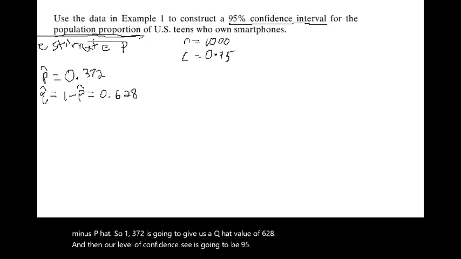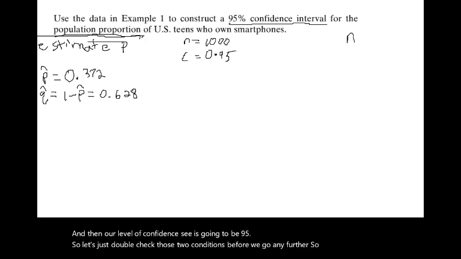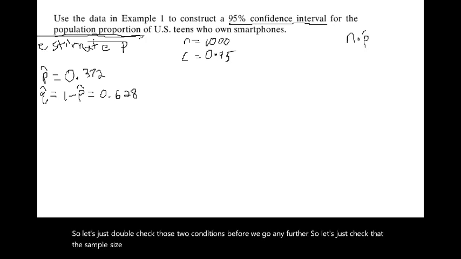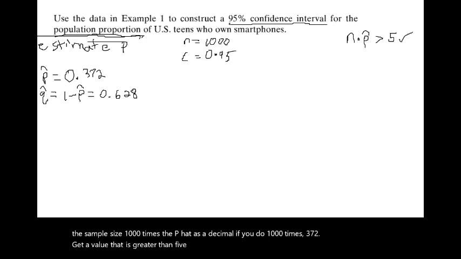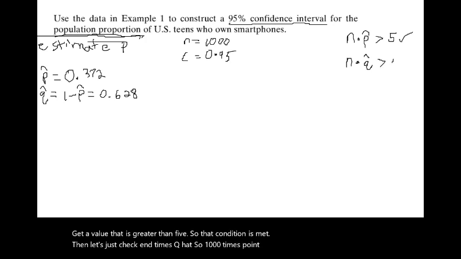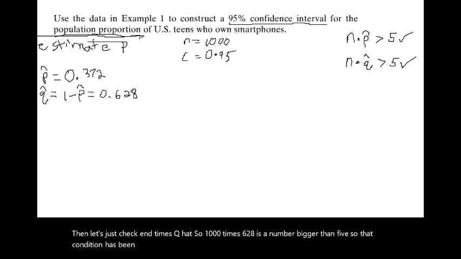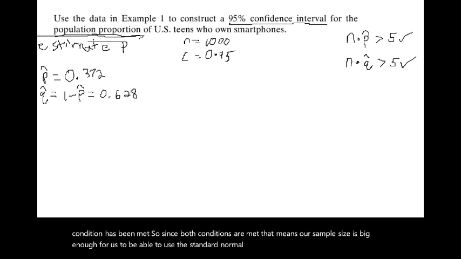So let's just double check those two conditions before we go any further. Let's check that the sample size 1,000 times the p hat as a decimal, if you do 1,000 times 0.372, you get a value that is greater than 5. So that condition is met. Then let's just check n times q hat. So 1,000 times 0.628 is a number bigger than 5. So that condition has been met. So since both conditions are met, that means our sample size is big enough for us to be able to use the standard normal distribution to calculate our margin of error.